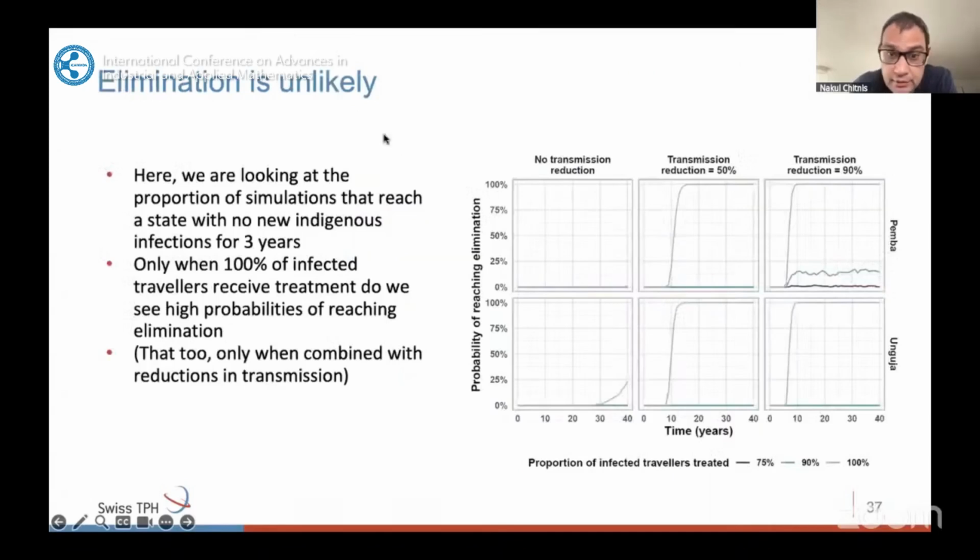So you see this. Right. And what we see here, this is the probability of achieving elimination over 40 years. This is for different levels of treating visitors. If you do not reduce transmission, it's only if you're treating 100% of visitors that over time you will stochastically eliminate. If you have transmission reduction, you're much more likely to eliminate. So what this suggests is that you have to have additional ways of reducing transmission on Zanzibar. So elimination is very difficult.